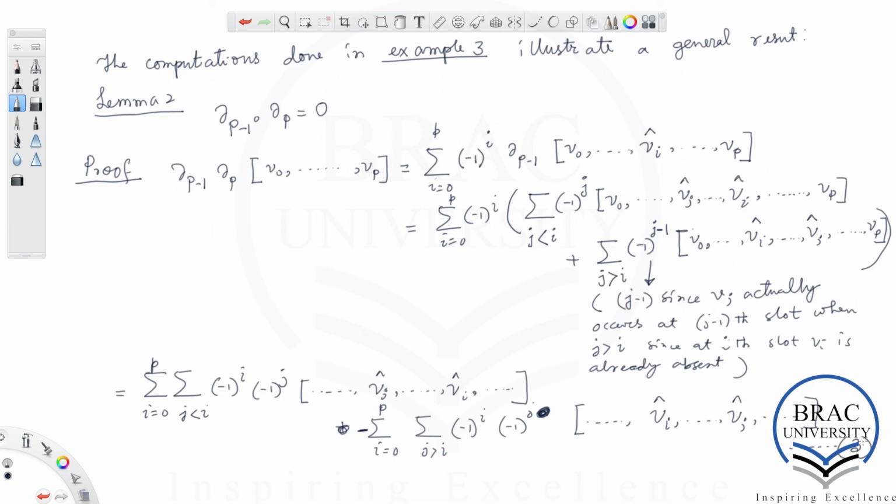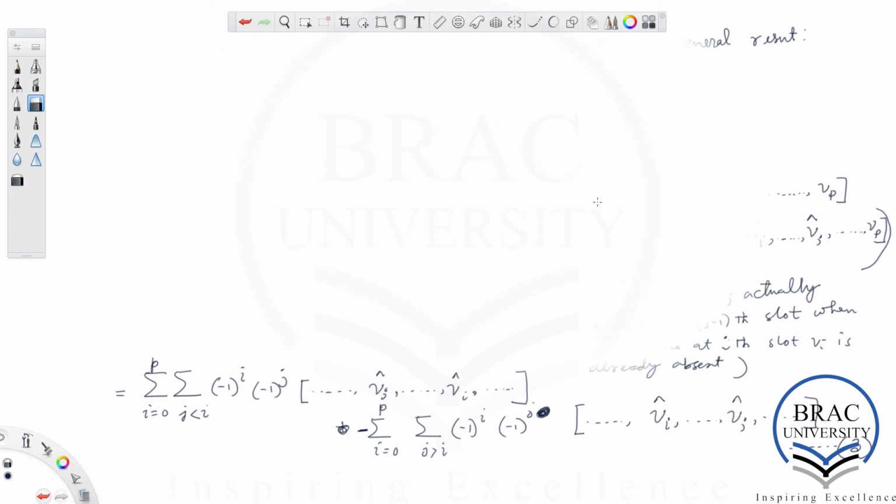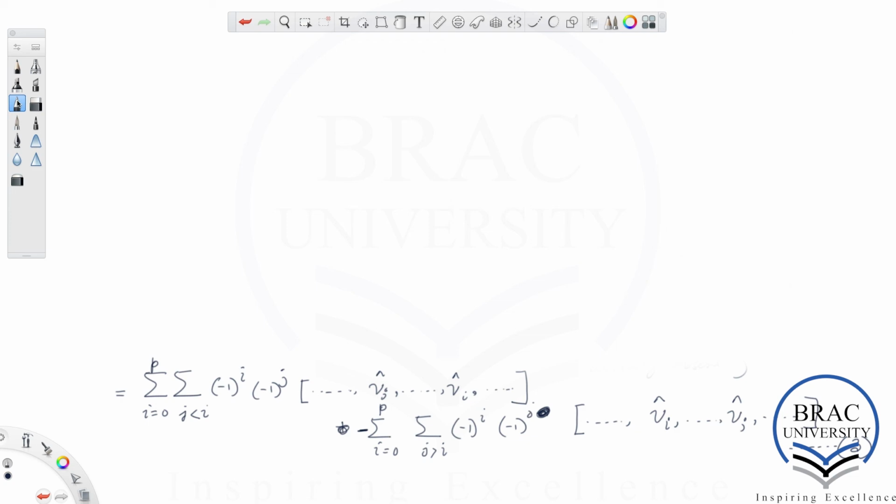So we erase everything except for the third equation. We'll need it. Now fix two positive integers, i0 and j0, with j0 less than i0, and we also want i0 to be less than p. We know what p is because we are dealing with the p chain, so we have a fixed value of p.